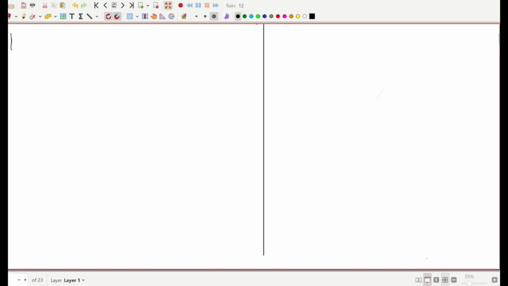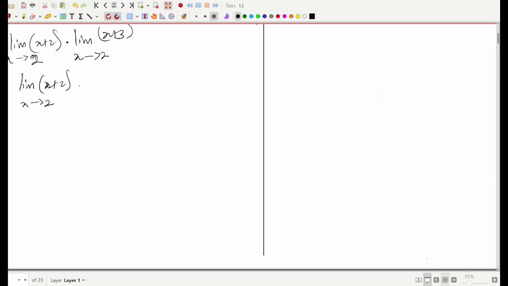So we can say the limit of x plus 2 as x approaches 2 multiplying the limit as x approaches 2 of x plus 3. And this gives us, now from here we can also apply the product rule.